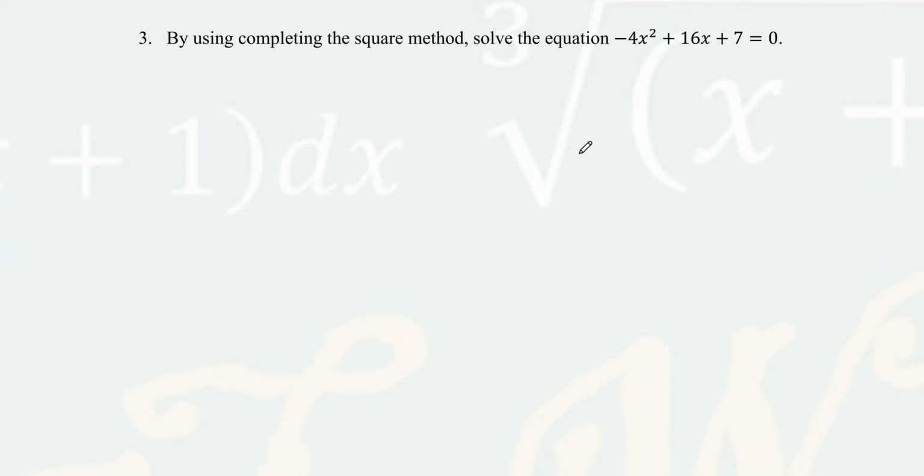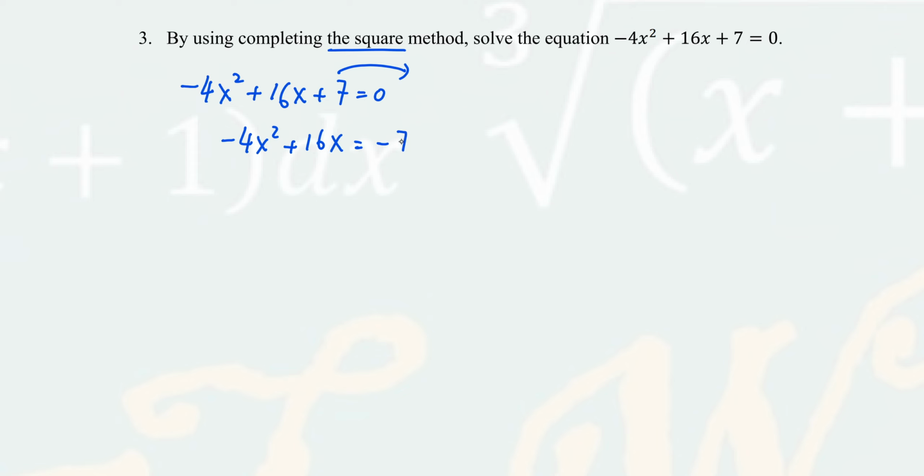Next question, by using the completing the square method, so the third method, solve the equation minus 4x squared plus 16x plus 7 equals 0. Okay, so this is the third method. Firstly, I will rewrite the equation. Then now you move the plus 7 to the other side. So minus 4x squared plus 16x equals minus 7.